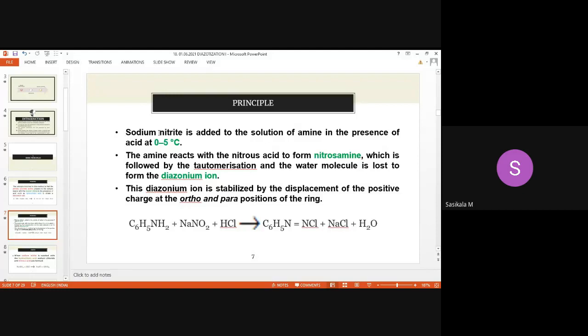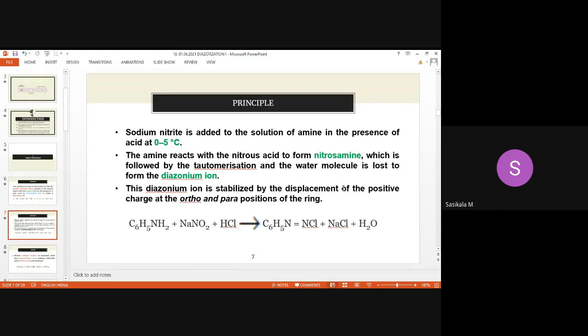Okay, after that sodium nitrite, the main reagent, is added, and this sodium nitrite reacts with the hydrochloric acid. The hydrochloric acid and sodium nitrite are converted to nitrous acid, and the nitrous acid reacts. This is the second step. Nitrous acid reacts with the primary amine to form nitrosamine, which goes through a tautomerization reaction to give the diazonium ion, and this will be stabilized by the displacement.